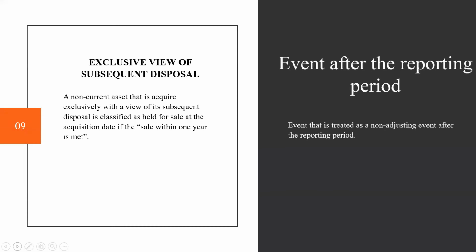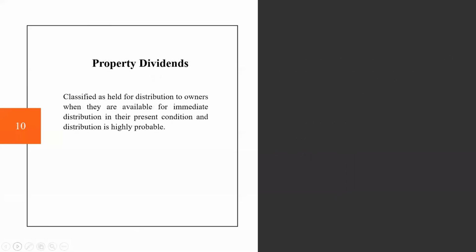Event after the reporting period, event that is treated as non-adjusting event after the reporting period. Nakaklassified lang ang isang event after the reporting period as held for sale if it found between the end of the reporting period and issuance of the financial statement. Property dividends. Ito yung mga pera o stock dividends na katumbas o kapalit sa mga gamit o pagmamayari ng isang entity na ibinibigay sa mga shareholders.